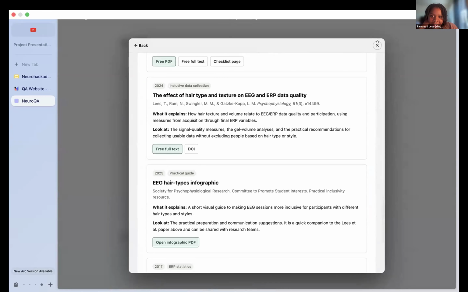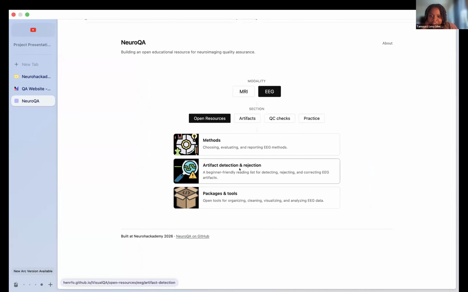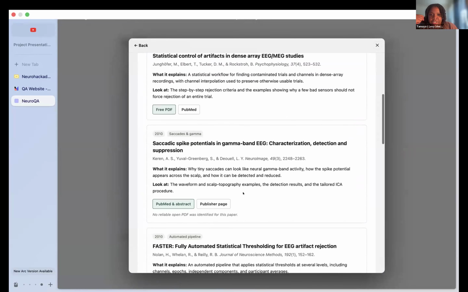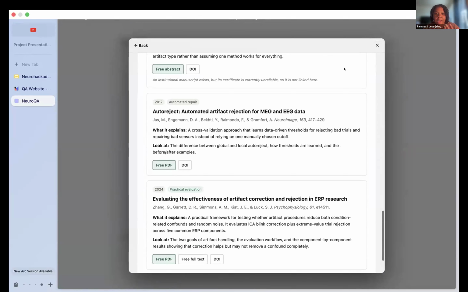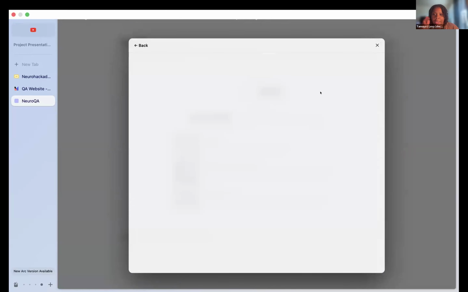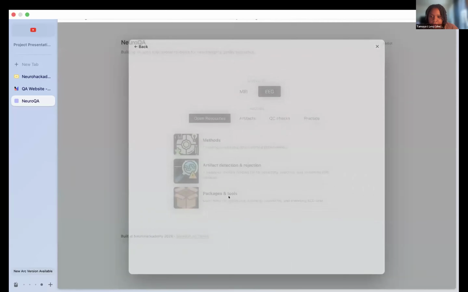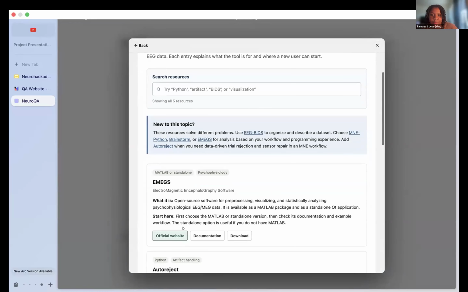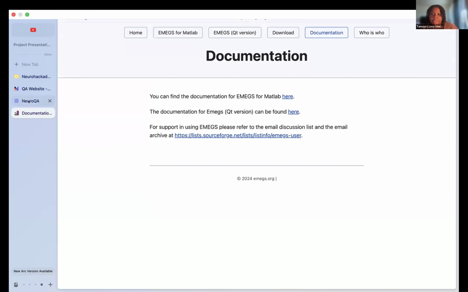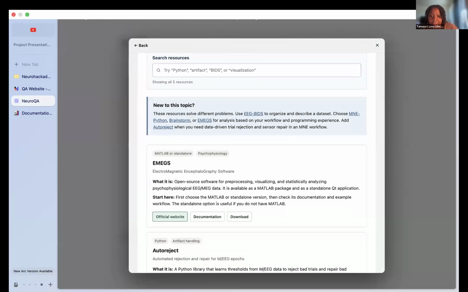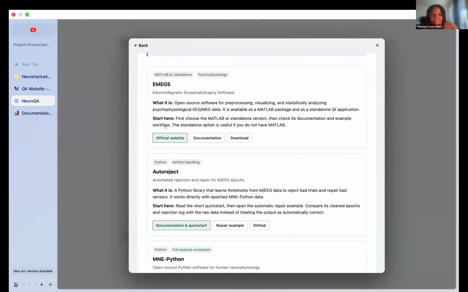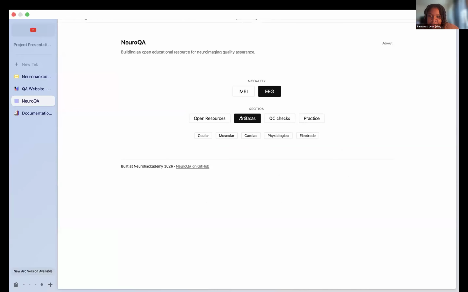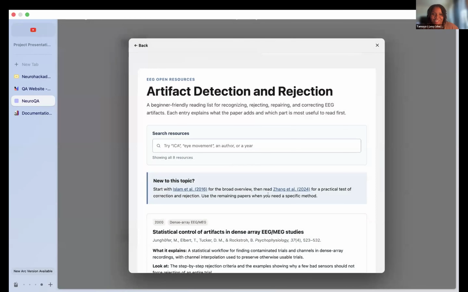If we go into artifact detection and rejection, we have resources on recognizing, rejecting, and correcting EEG artifacts. I also want to show packages and tools briefly. Here we have links and also suggestions in the blue box on how to use these tools, and then we have the websites, documentation, and instructions on how to install some of them as well.